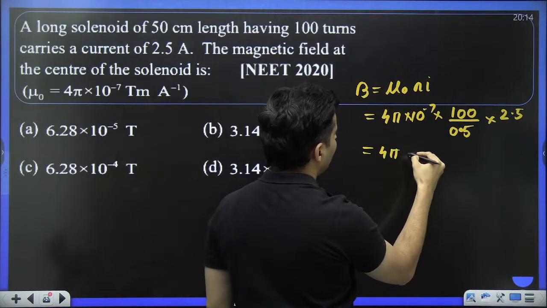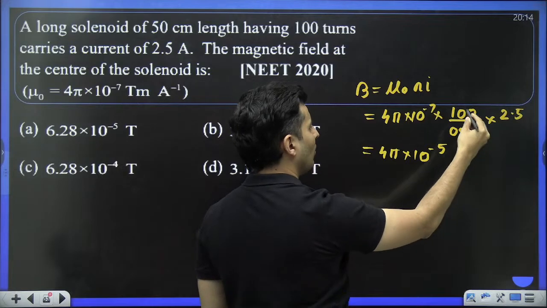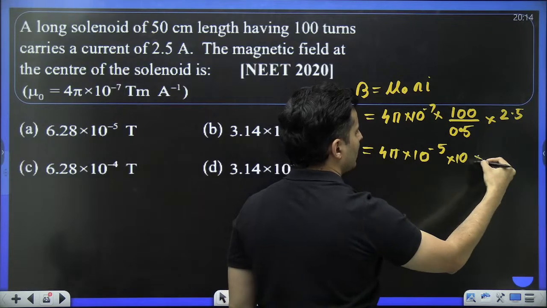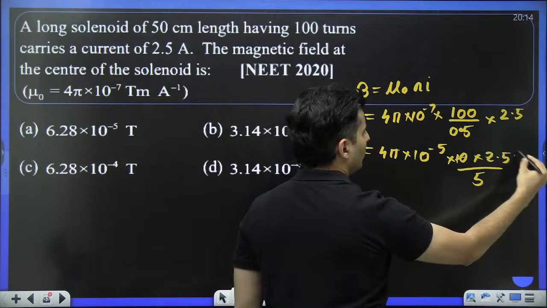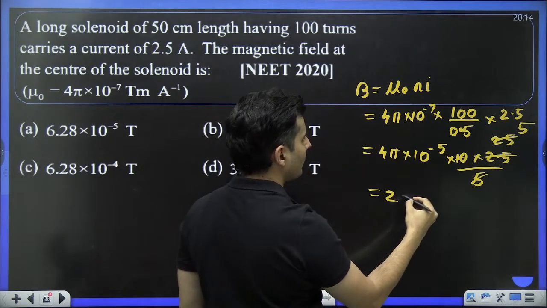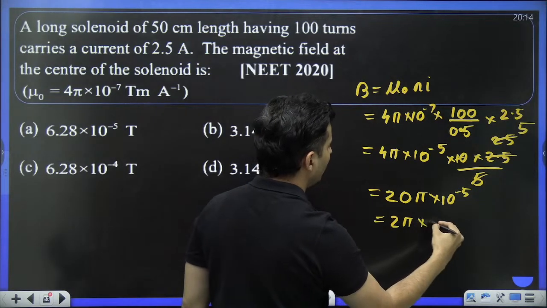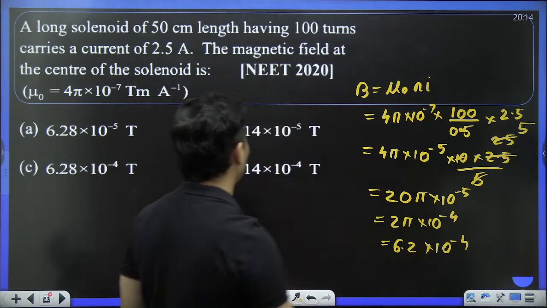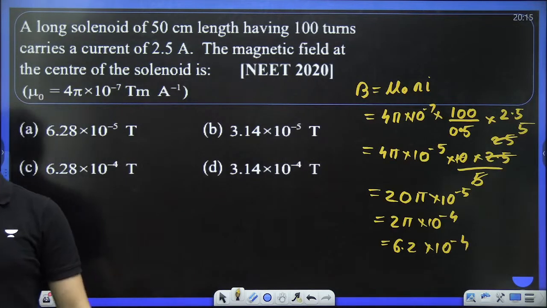So check this out. This will become 4 pi into 10 to the power minus 5. And this 0.5 also, if you want to take it up, this will become into 10, and this is basically 2.5 divided by 5. 10 goes with 2.5 becomes 25. 5 goes with 25 becomes 5. 5 4s are 20. So 20 pi into 10 to the power minus 5. So this will become 2 pi into 10 to the power minus 4. 2 pi means 6.28 into 10 to the power minus 4. That is option C. Exactly. There you go. Option C.